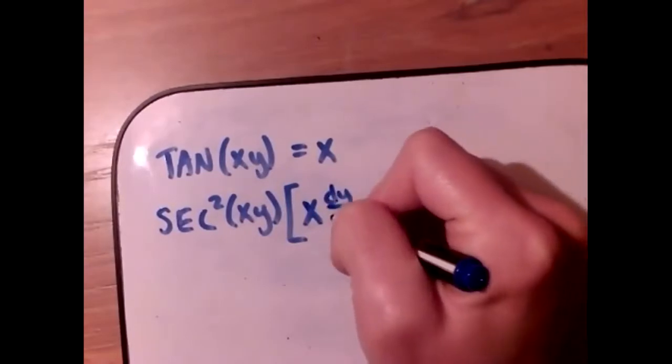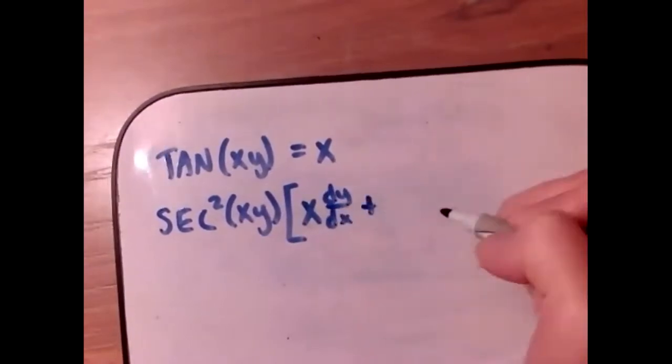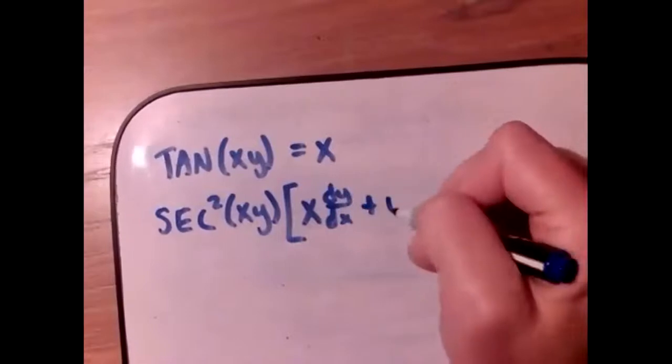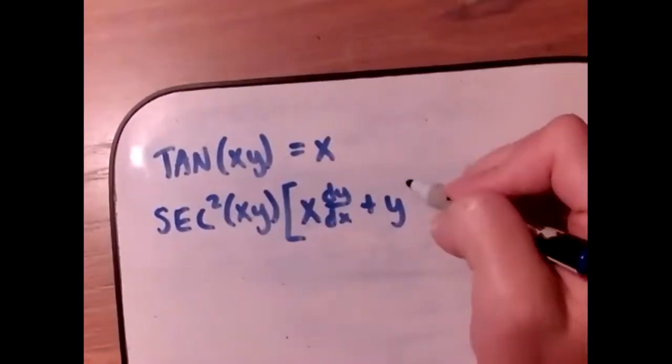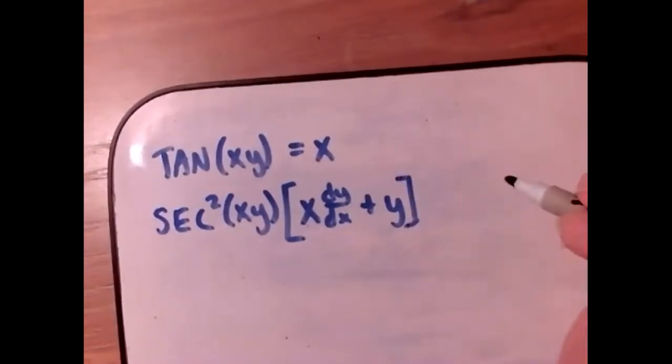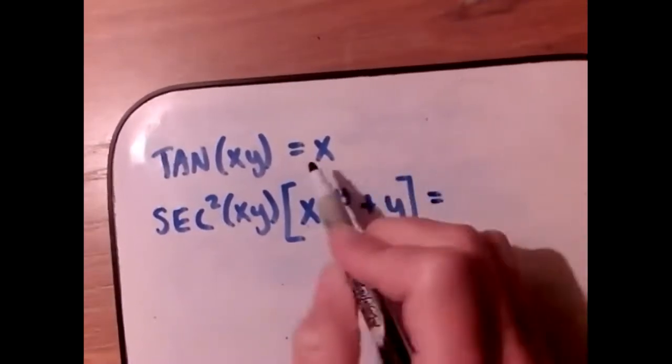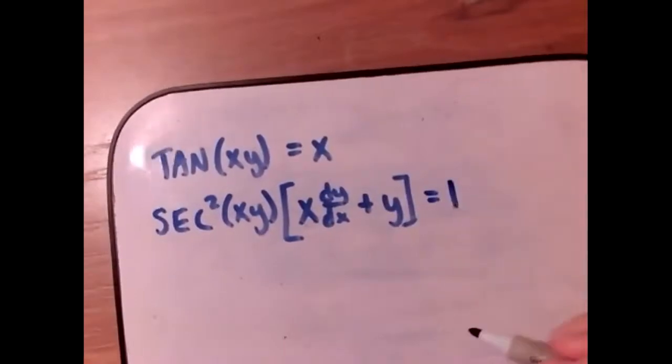Derivative of y will be dy/dx plus the second thing, which would be y, times derivative of the first, and derivative of x would just be 1. So you can write that or not if you don't want to.